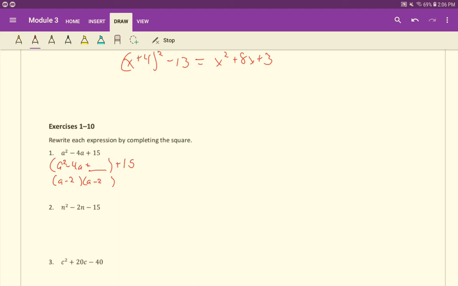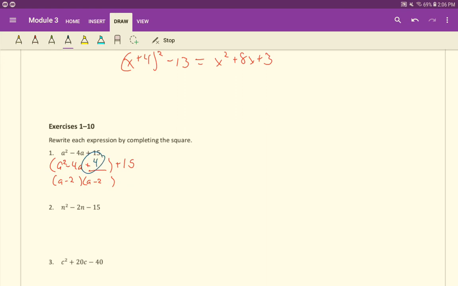Okay? So there we go. A times A will give us the A squared. Negative 2 times A, negative 2 times A, they add to make the negative 4A. And so then what's supposed to go in here? What's missing in here? The answer is a positive 4.